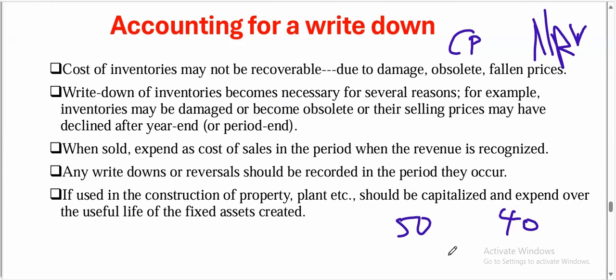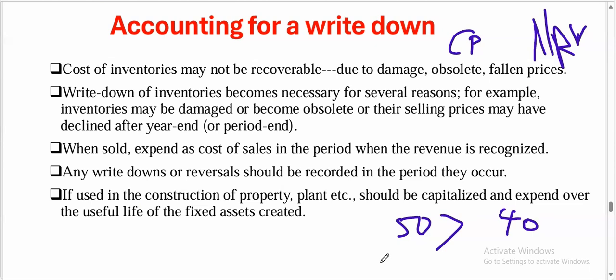So there's an inventory write down when the cost of the inventory is bigger than the NRV. In a way, if you should sell, you make a loss. That's what it means. But if the net realizable value is bigger than the cost, there's no write down. But if the cost is bigger than the NRV, there's an inventory write down. So very simple. Where cost is bigger than net realizable value, there's an inventory write down.